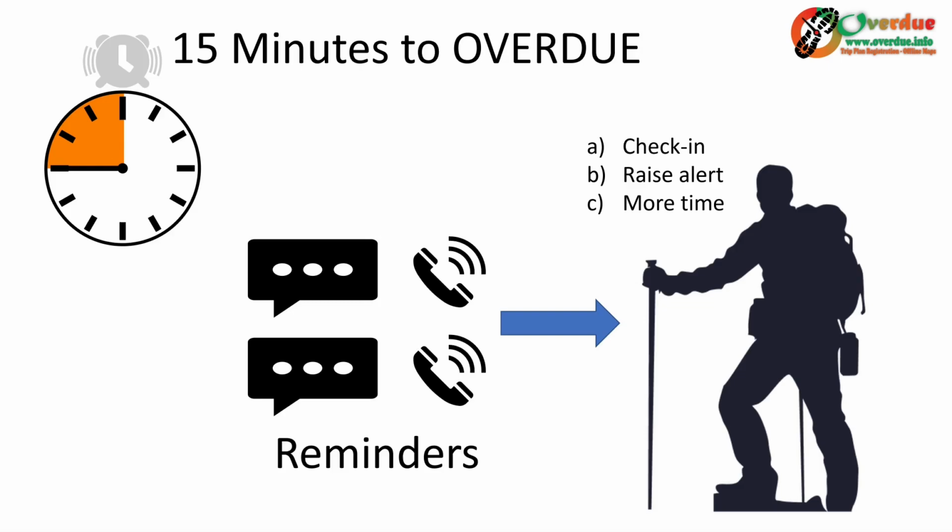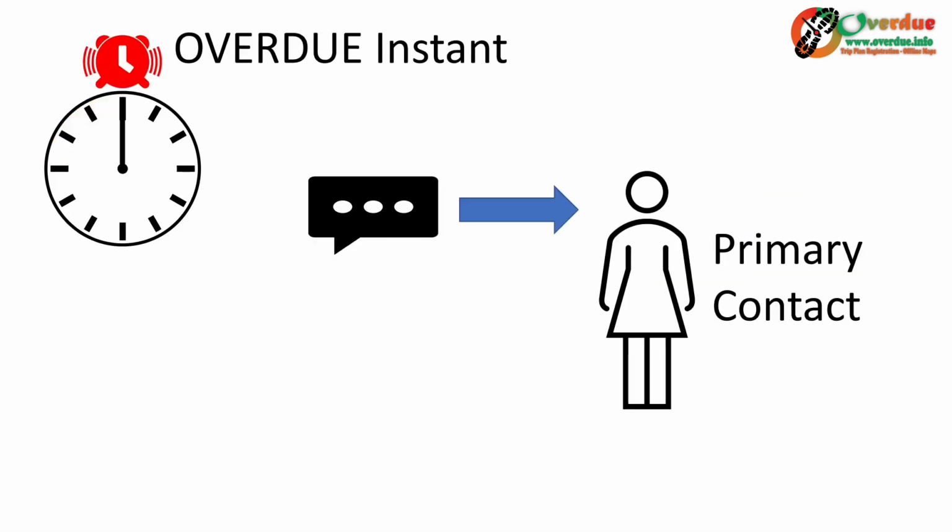Fifteen minutes before that person is about to become overdue, they will receive from our server 2 SMS messages and 2 phone calls to remind them to check in. At that point, the user will either check in because they've forgotten, or raise the alert immediately, or request more time if they're running late. At the point they become overdue, the server will send a message to that person's primary contact.